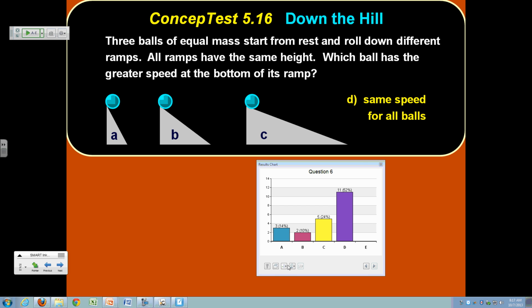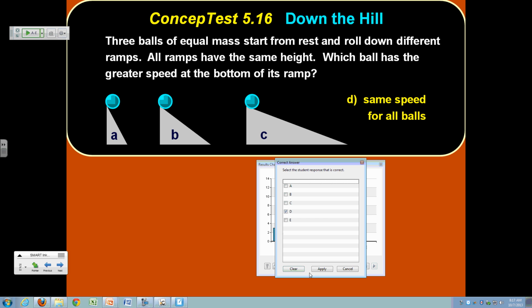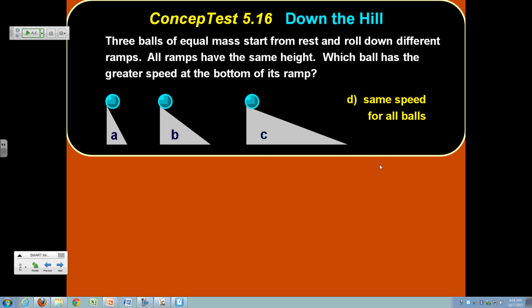All right, B is right. So I'm starting at the same height for all of these. And so they all have the same amount of gravitational potential energy, mgh, because h is the same for all of them. And when they get to the bottom, all that potential energy will be converted into kinetic energy, which is going to be 1/2 mv squared. So at the bottom, they're all going to have the same kinetic energy.